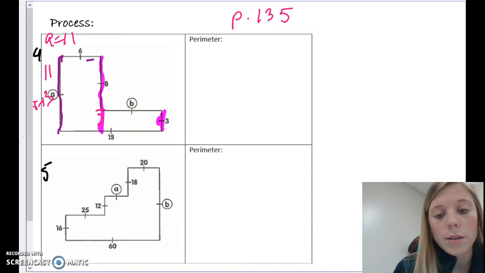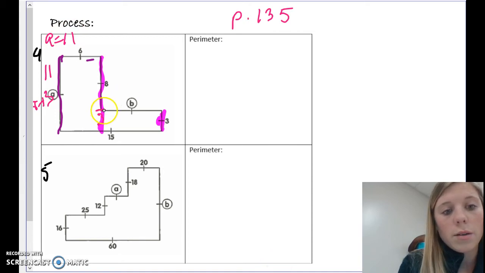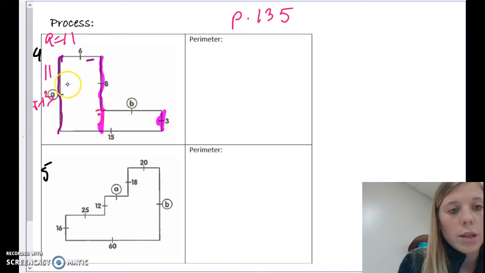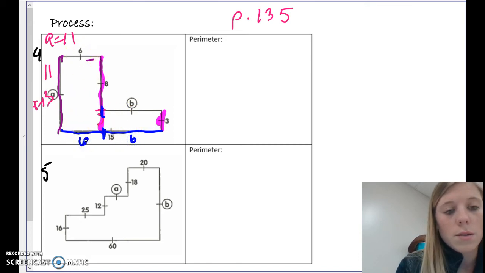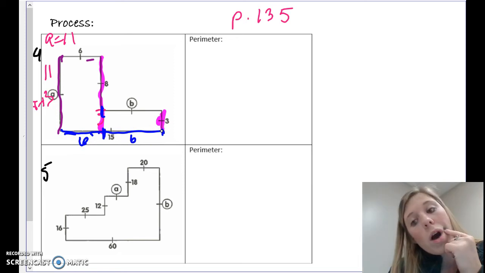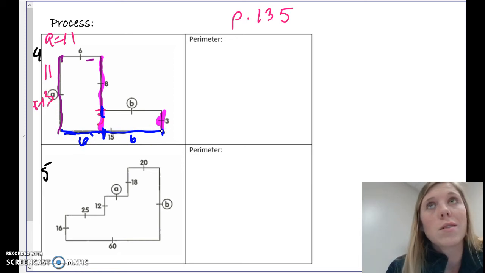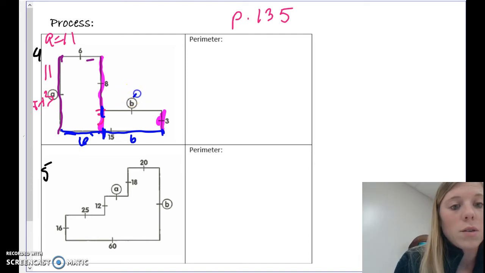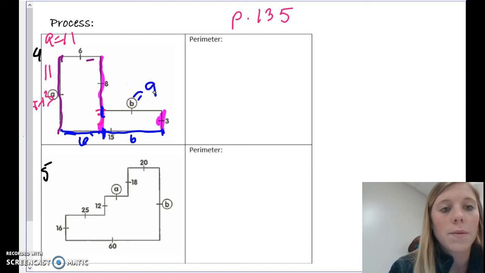Okay, then looking at B here, if we look at this whole entire bottom, it's 15. We know that part of it, right, is B, but this rest of it is 6. So we need to figure out if this is 6, what would be the rest to get to a total of 15? Well, 6 plus what gives you 15? 6 plus 9. So this B equals 9.